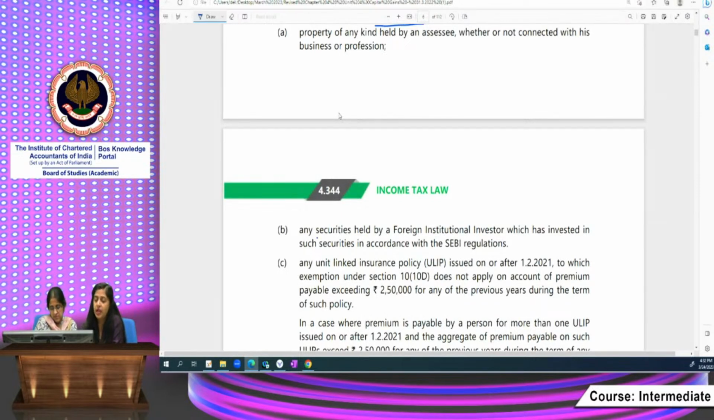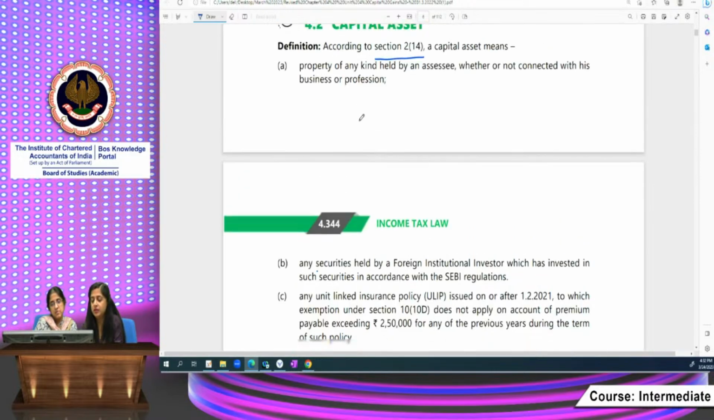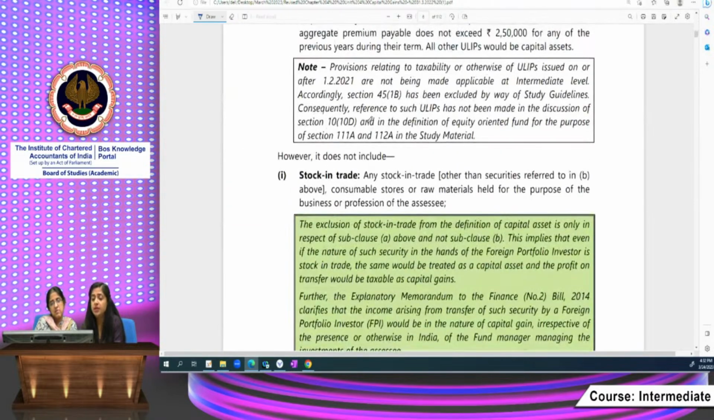Securities held by an FII, foreign institutional investor, are included, but stock in trade is not. Suppose I have a real estate business, then the building which I have is not my capital asset, because this is not an asset held for the business or profession. It's stock in trade, because the property, the building, is for sale or purchase purpose. It's not for business running purpose.